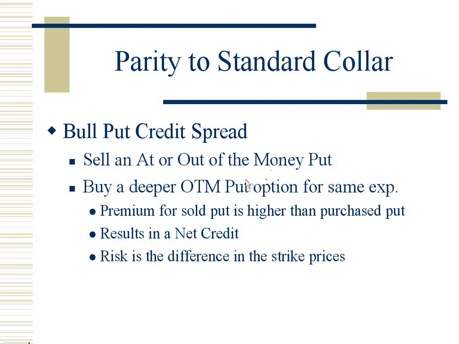In a bull put credit spread, what I'm going to do is sell an at or out of the money put option against the stock that I'm neutral to bullish on.